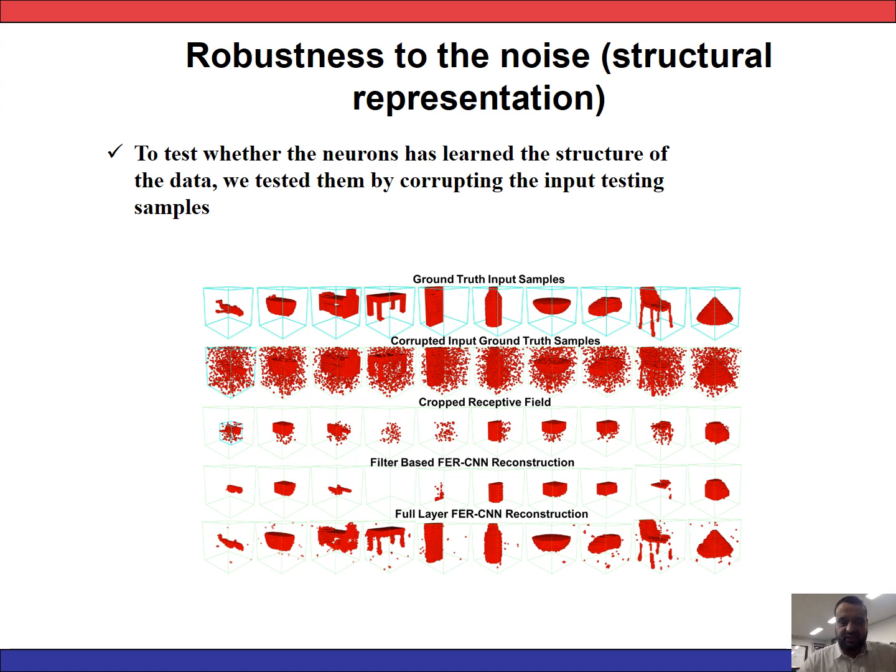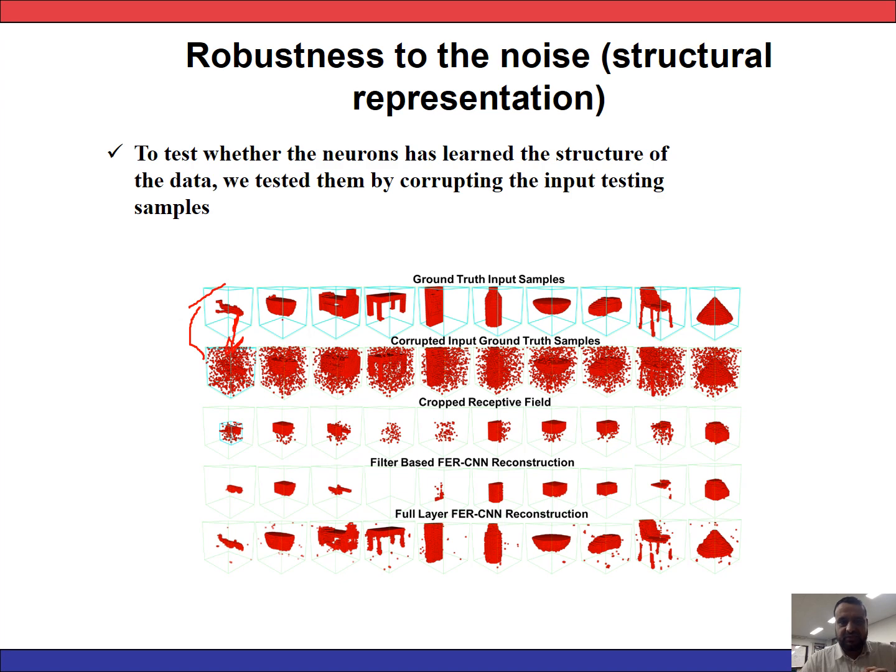As I mentioned, that neural network learns the structure of the objects. So if it learns the structure of the objects, it should be robust to the noise. What we did here, these are the input samples. We put random noise on this input image, so we heavily corrupt it by putting random noise on each object. So this is the input, this is the object, and we corrupted it here.